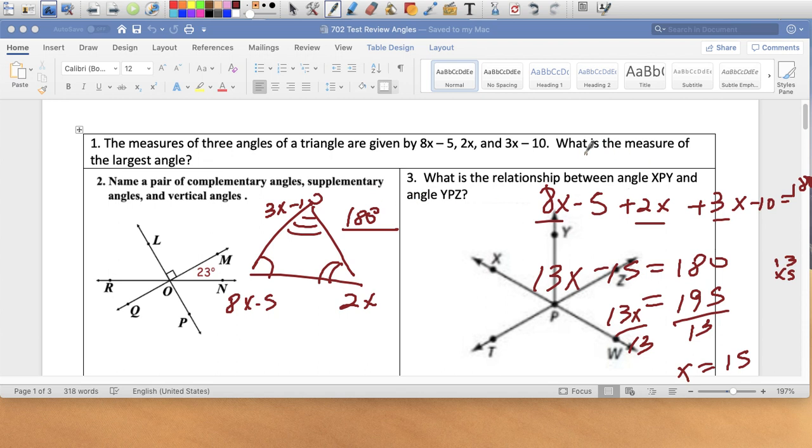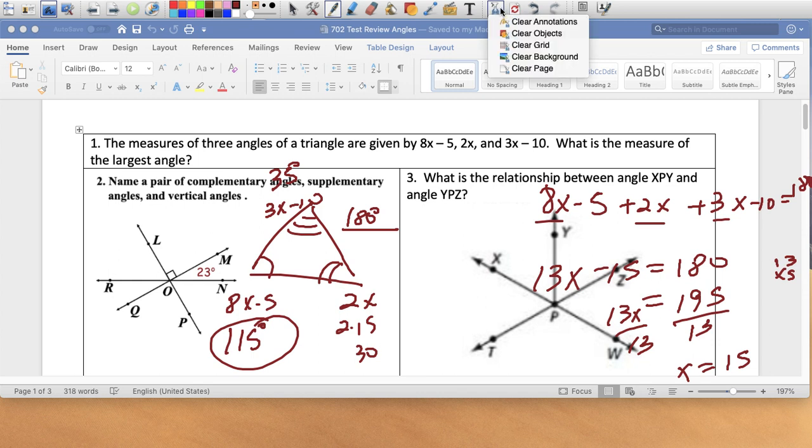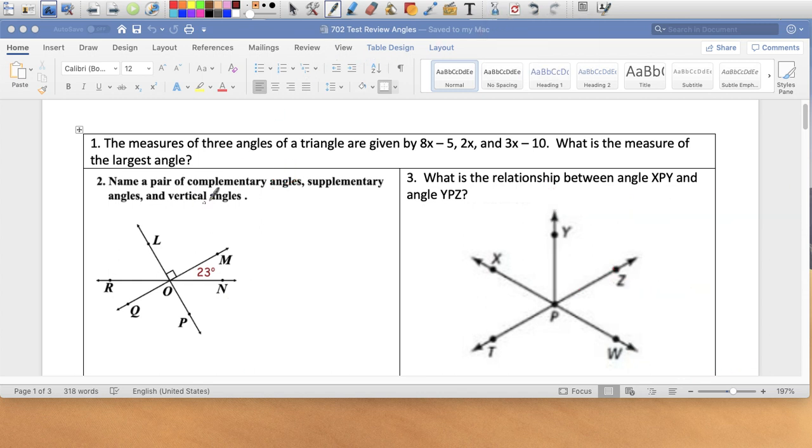So we can go and plug it in. It's asking us for the measure of the largest angle. So 2 times 15 is just going to be 30. The top one is going to be 45 minus 10, which is 35. And obviously, the biggest angle is going to be this one, 8 times 15 minus 5, 115. Right? This is the largest angle.